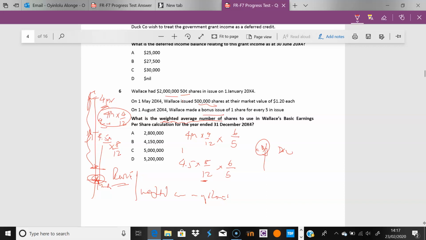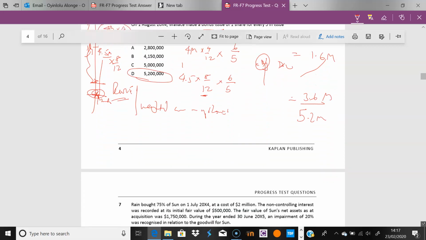All right. Get that very quickly. What do I have? 4 times 4 divided by 12 times 6 divided by 5 is 1.6 million. And then here we have 4.5 times 8 divided by 12 times 6 divided by 5, and that's 3.6. So this is 3.6 and 1.6 million, giving us 5.2 million, and this is D, right? That's D. Okay, great, that's that. Let's move on.